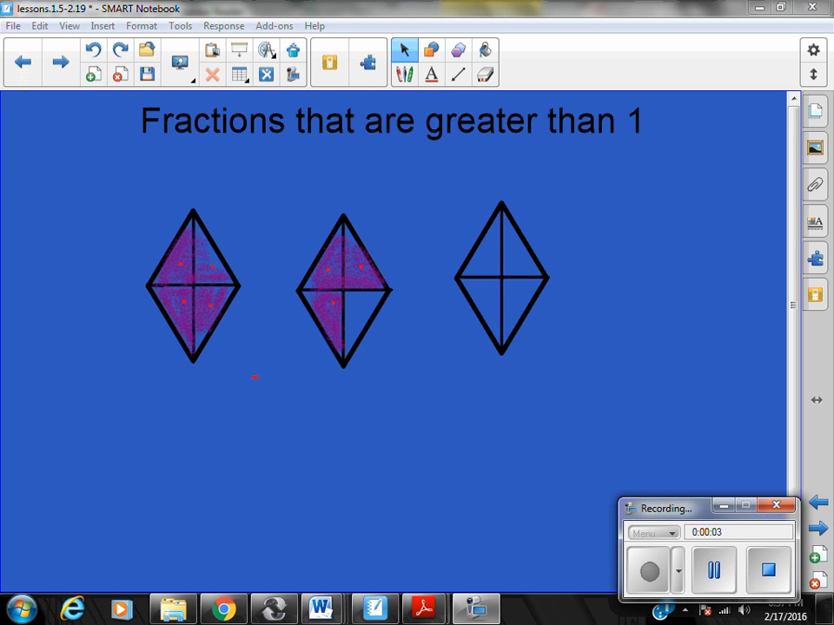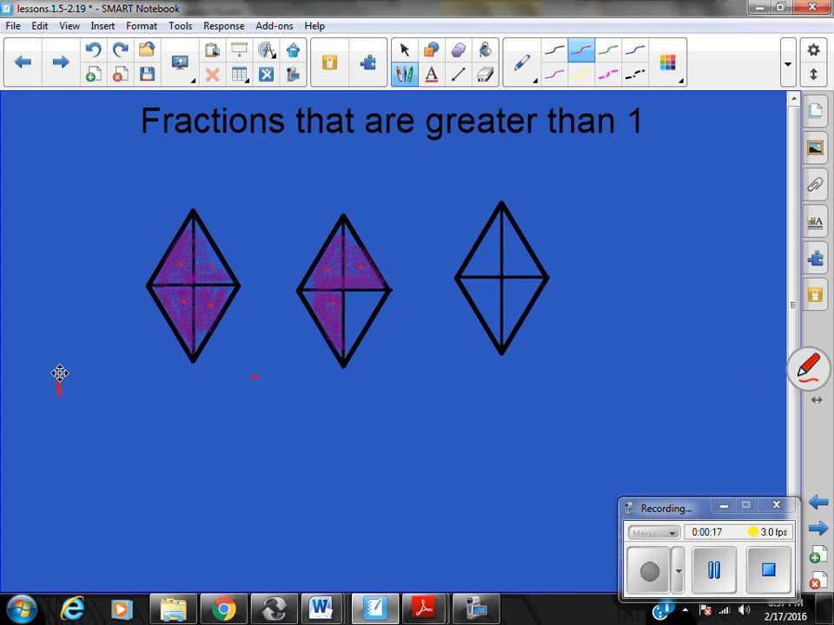Fractions that are greater than 1. A fraction is equal parts of a whole. In this case, we're going to say that one rhombus represents a whole. Okay? And I'm going to write that here. One rhombus. That is my whole.